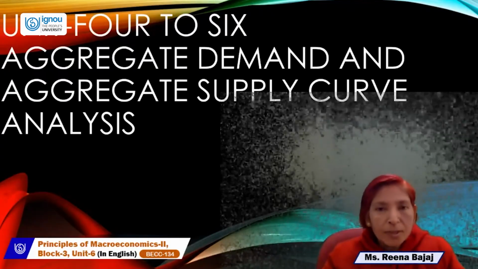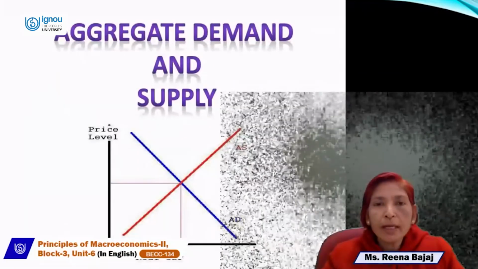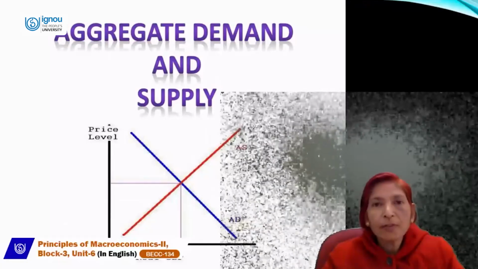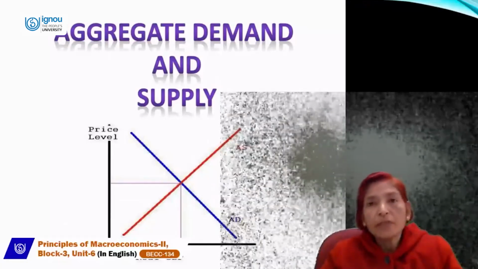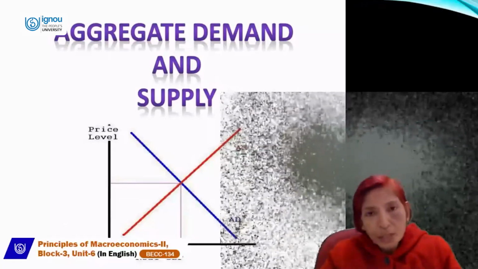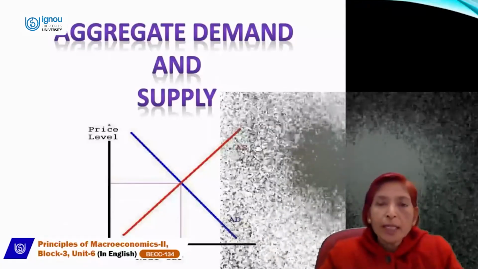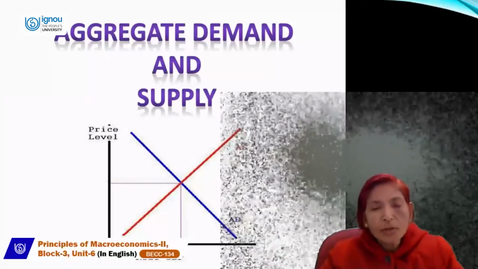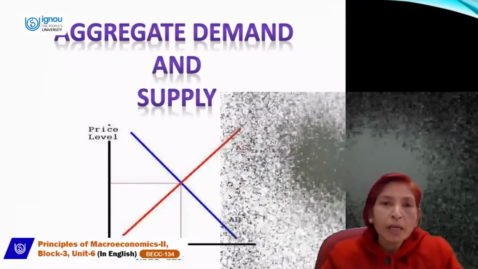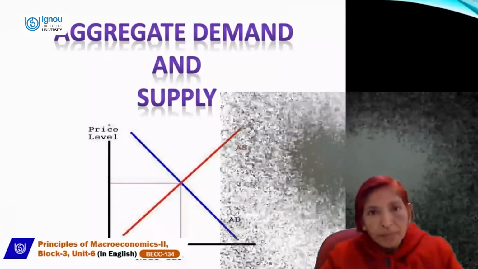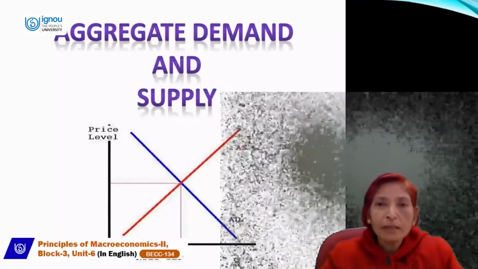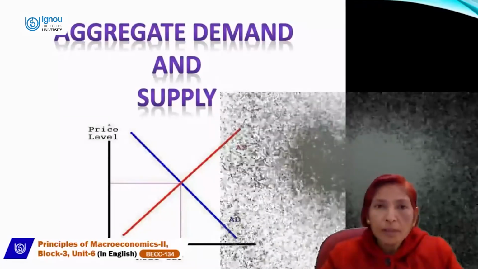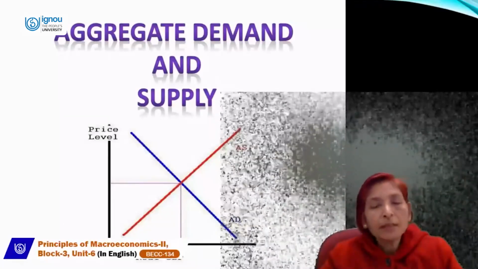So let us start from the first topic: what is aggregate demand. In brief, I will explain all the topics of determination of national income which we have discussed in the last session. You know that aggregate demand is the sum total of all the goods and services which are demanded by the whole country's people. And aggregate demand is inversely related with price level. As price rises, demand falls, and as price falls, demand rises.